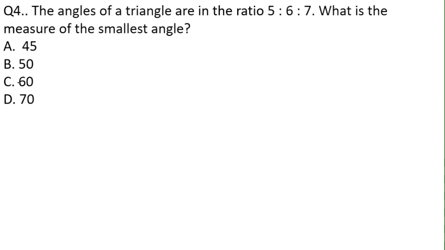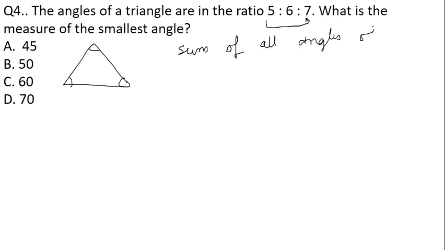Here they have given us the angles of a triangle in the ratio 5:6:7. What is the measure of the smallest angle? Option A is 45, B 50, C 60 and D 70. One thing that we clearly know here is that the summation of all the angles of a triangle is 180 degrees. If not, then please make a note of it, that the sum of all angles of a triangle is equal to 180 degrees.